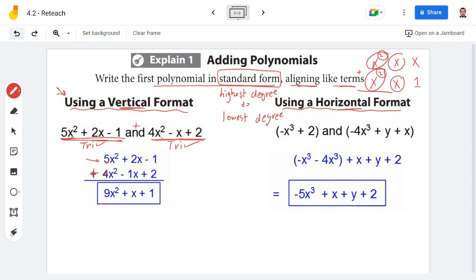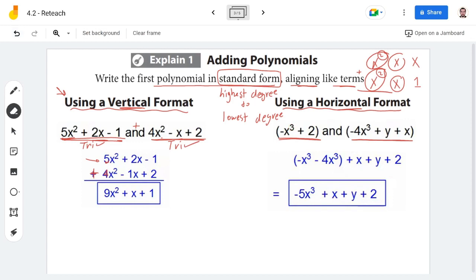How about the horizontal format? In the horizontal format, as you can see here, we have this binomial and we have this trinomial. Look now at the degree. Are they in standard form? Look, so this one is okay.